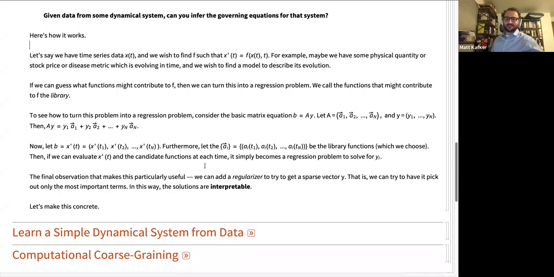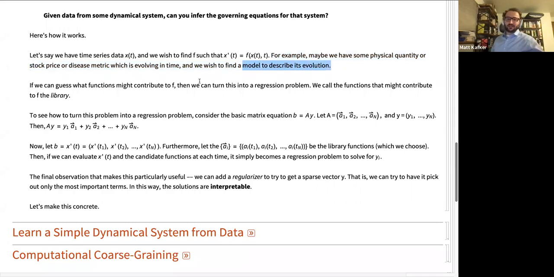I'm going to try to get into the statistics and get out as soon as possible and just start doing examples of this, because motivating it in the abstract is not as easy as just showing you that it works. Okay, we have some time series data x of t, and right now I'm going to treat it as a single variable function, but you don't have to do that. This works perfectly well with vectors, but we have limited time, and I was writing this at 1 in the morning. So single variable: say we have some physical quantity that's evolving over time, or a stock price, or a disease metric, or something like that, and we want to find a model.